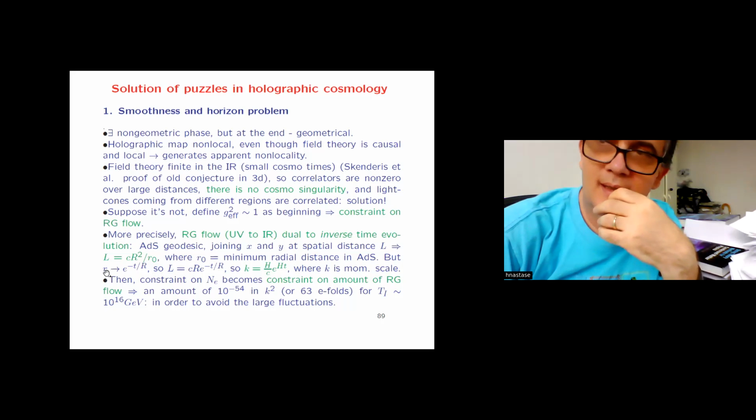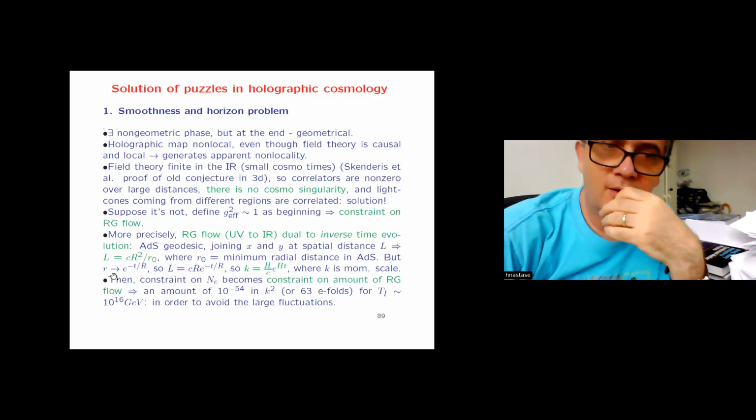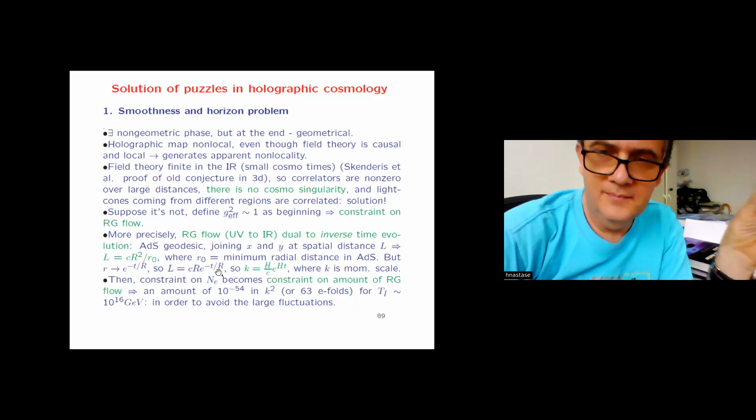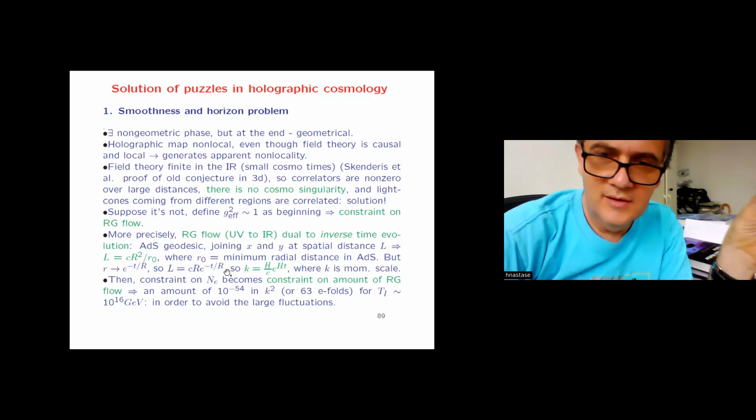But through the Wick rotation, this R corresponds to E minus T over R. So that means that the scale L, the minimum distance in AdS, is related to this separation L. So this separation L would be related to E minus T over R, and T over R means really, in this case, T times H.